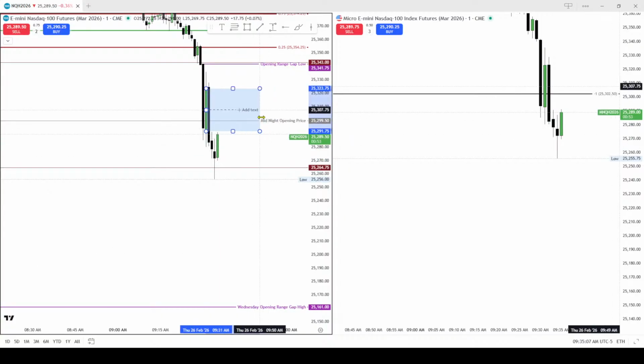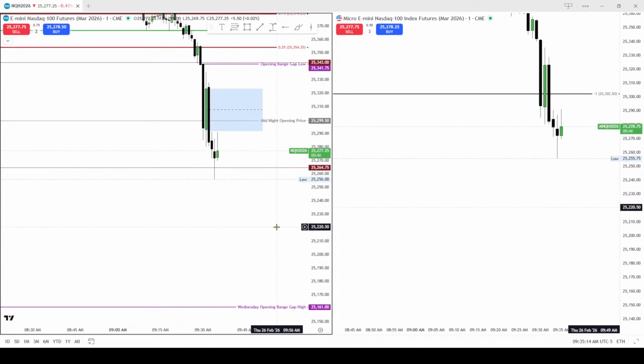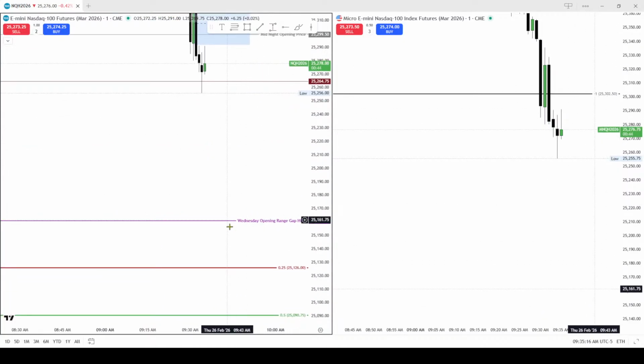As mentioned, we want to see that act as support on price to go lower if we are bearish. This down close candle should act as a bearish order block to take price into relatively the opening range gap of yesterday.